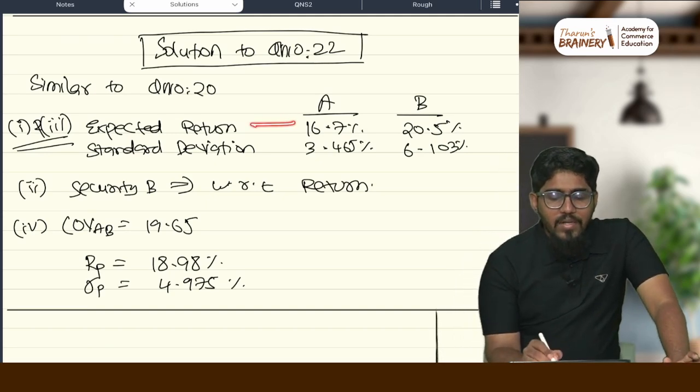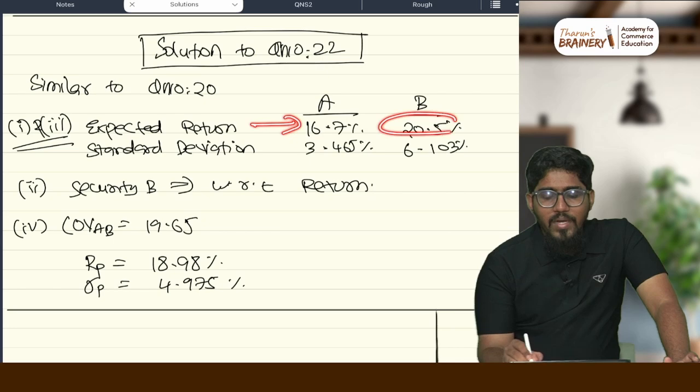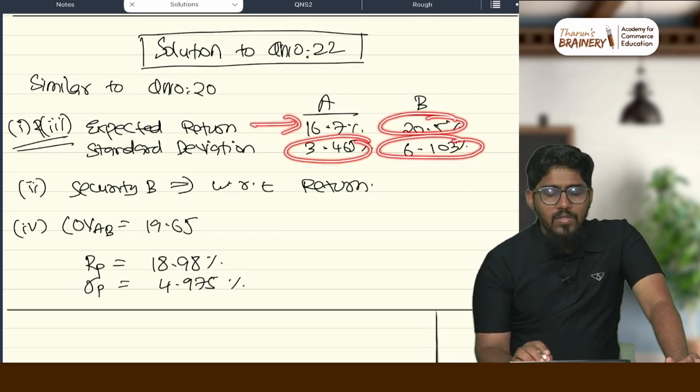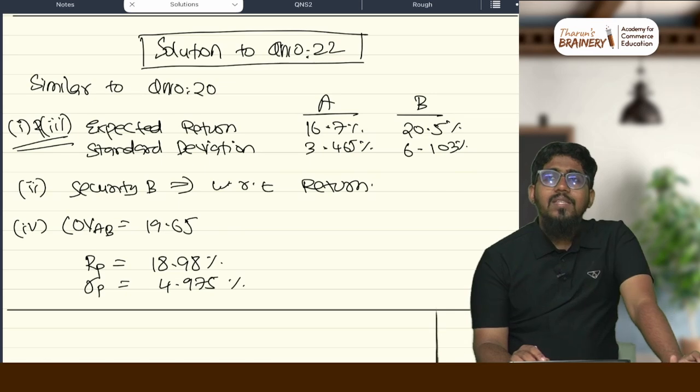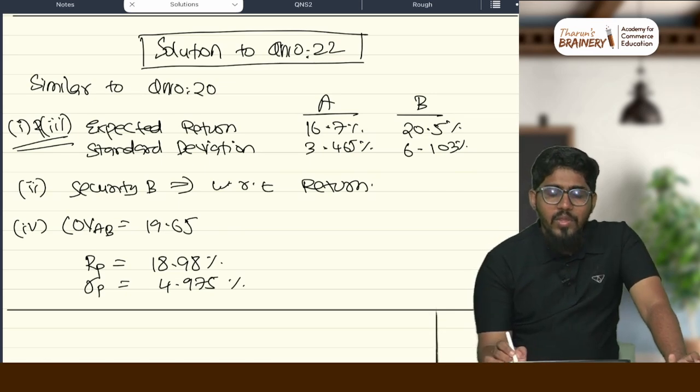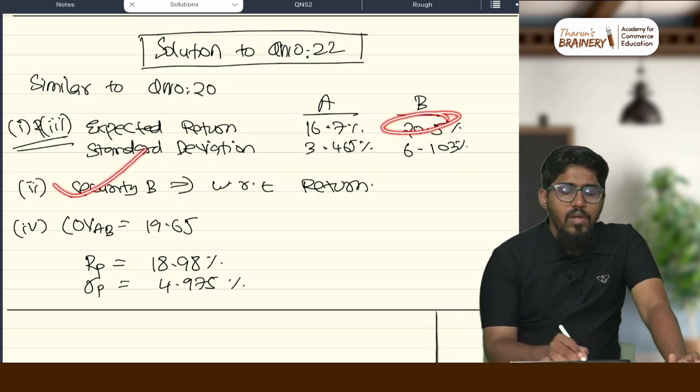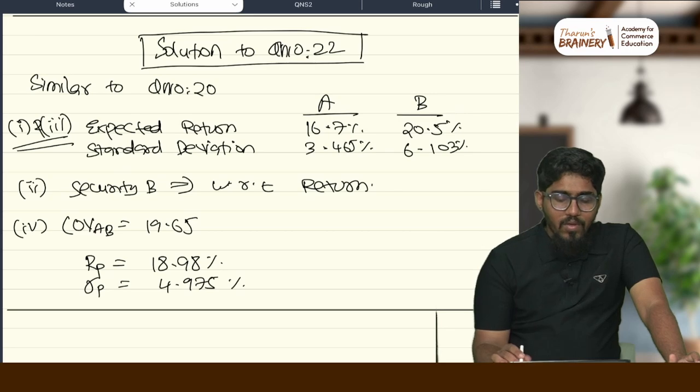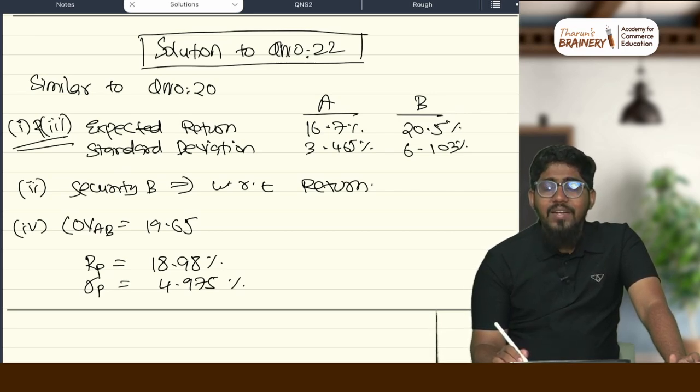What is the expected return? 16.7 and 20.5. What is the standard deviation? 3.465 and 6.130. The second question was, what is the answer with respect to return? With respect to return, B is the answer. So security B is the answer. Fourth one, they were asking what is the return of the portfolio?